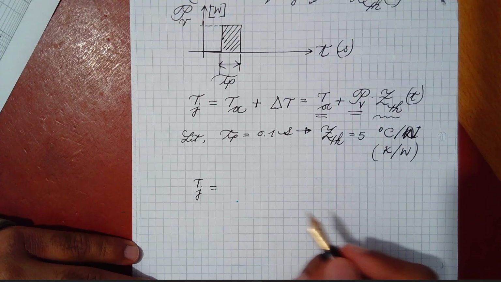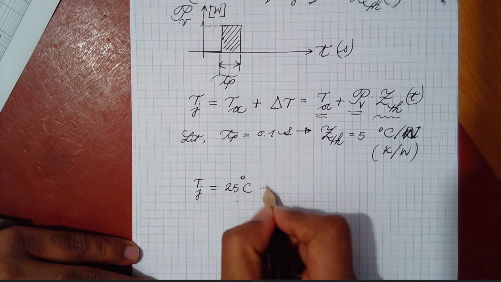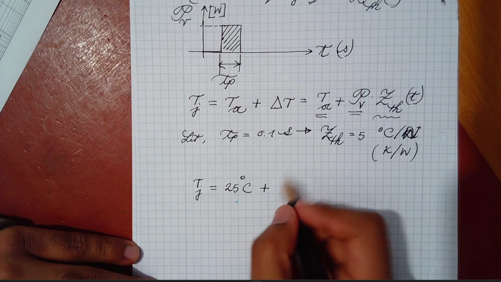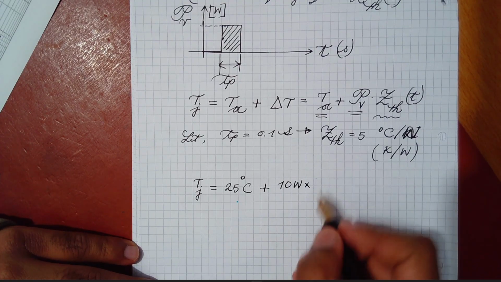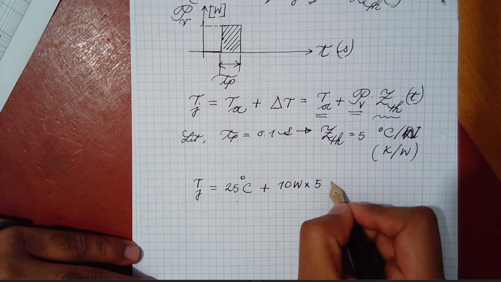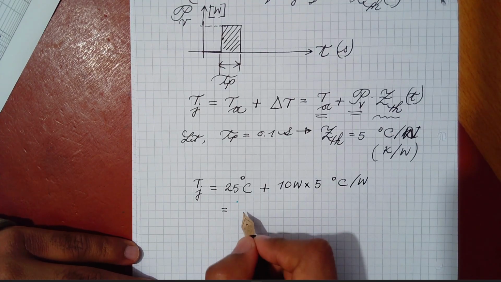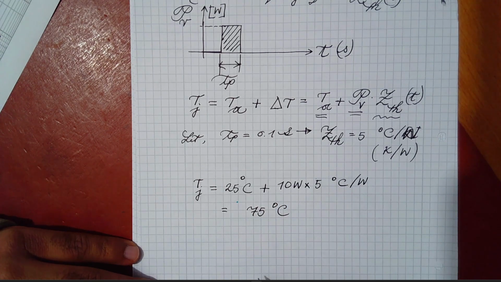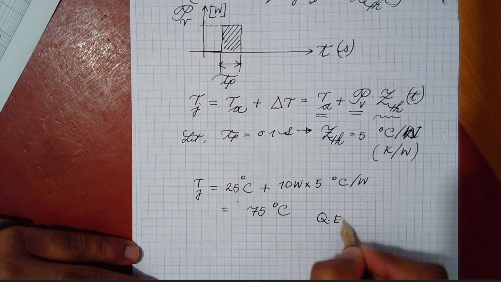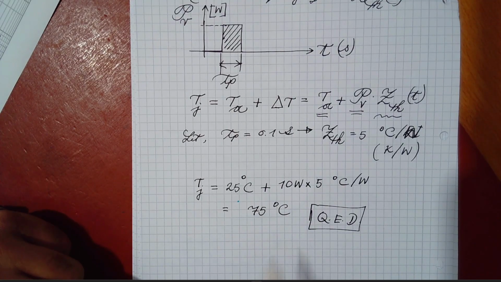Now the only thing remains is to calculate the TJ. The ambient temperature, I assume it to be 25 degrees Celsius, plus the power, let's consider to be 10 watts. And we have the value of ZTH to be 5 degrees Celsius per watt. That's 25 plus 50 should give us then 75 degrees Celsius. And this is exactly what our target parameter was. So this is the junction temperature for this particular pulse width, 0.1 seconds in this case.